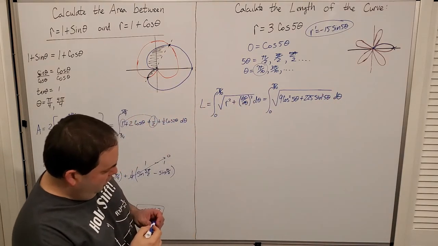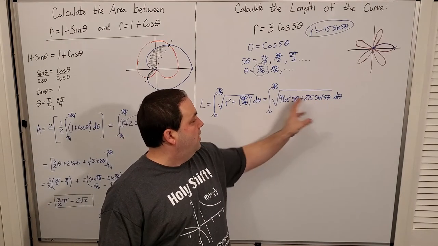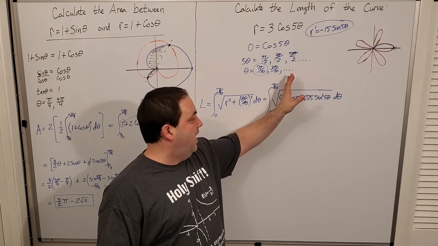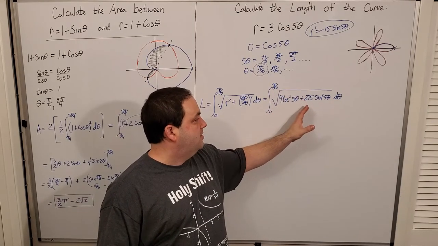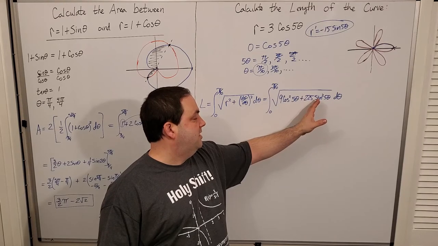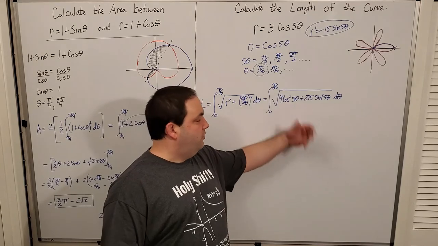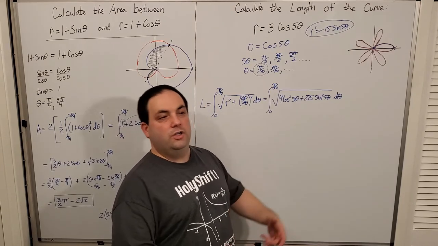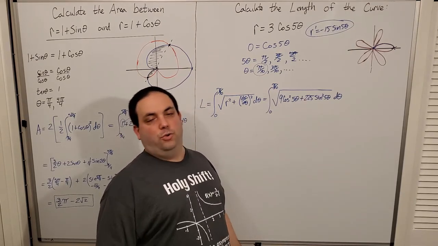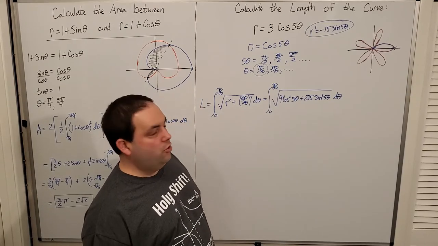Okay? Now you could try to push this a little further and pick off 9 of the sine squareds and combine them, but then you'd still have 216 of the sine squareds left over. Okay, and you can try to do the power reduction and turn it into cosine of 10 theta, sure. Eventually, you're going to hit a brick wall. Okay, there's only so far you can go.